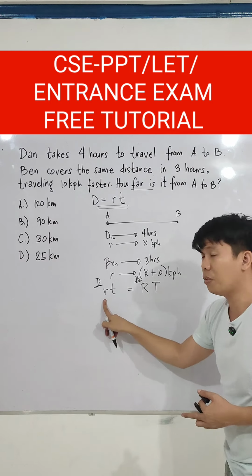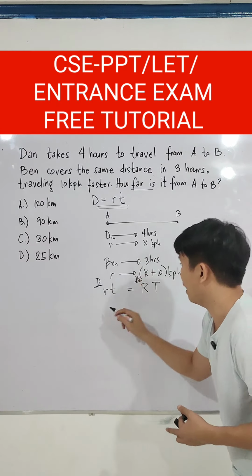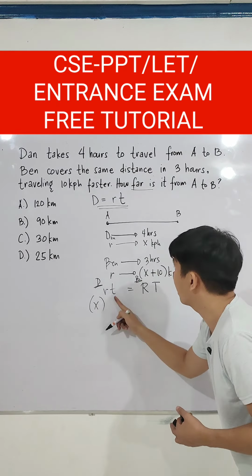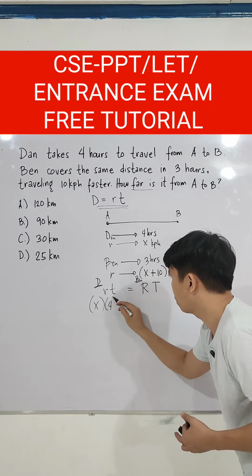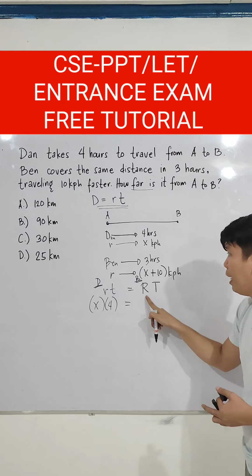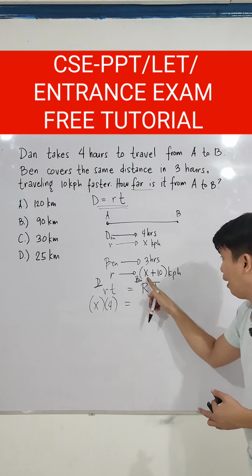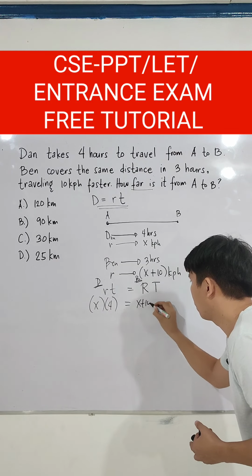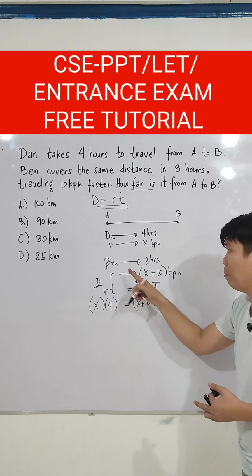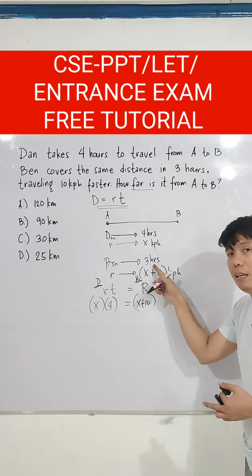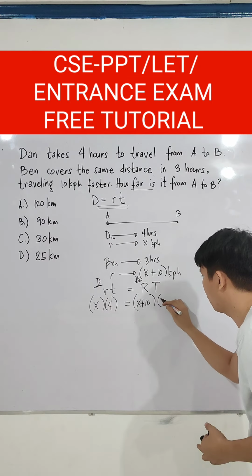So what about the rate of Dan? It is x. The time is 4 hours. Is equal to, what about the rate of Ben traveling? x plus 10, times the time for Ben traveling that distance, 3 hours.